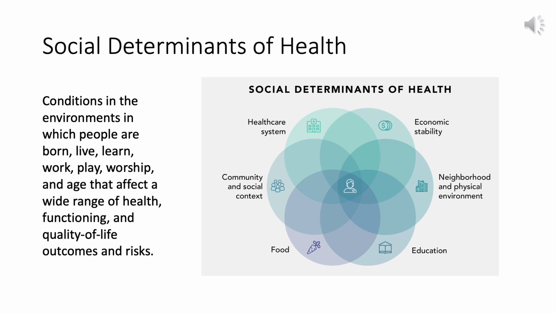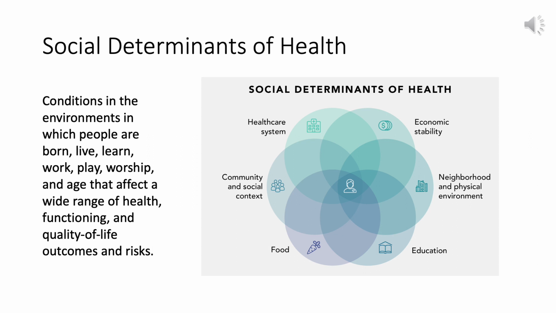So we know that Dr. Ramos Gomez went over these social determinants of health in pretty good detail in part one of this lecture series. So we are revisiting this at a very broad level as a mechanism for framing the next things that we're going to discuss. But as a reminder, the definition of social determinants of health is the conditions in the environments in which people are born, live, learn, work, play, worship, and age that affect a wide range of health, functioning, and quality of life outcomes and risks.